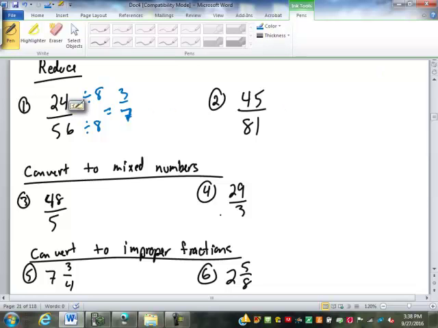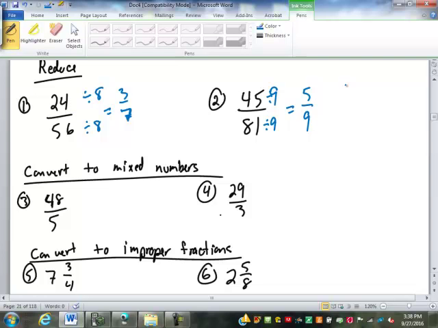45 and 81, what can both of those be divided by? 9 works great. Again, if you see the 9, it works wonderfully. Otherwise, maybe you'll see that they can both be divided by 3. Divided by 9, you get 5/9. Perfect.